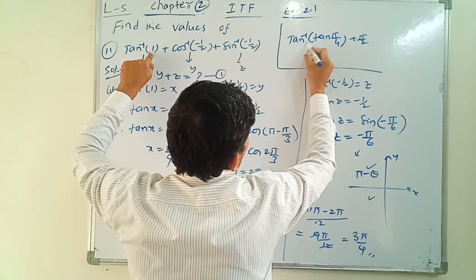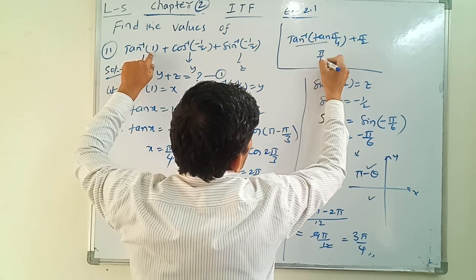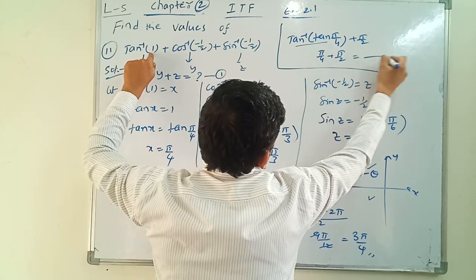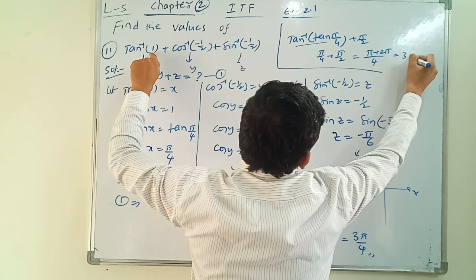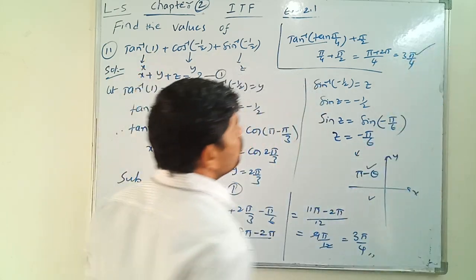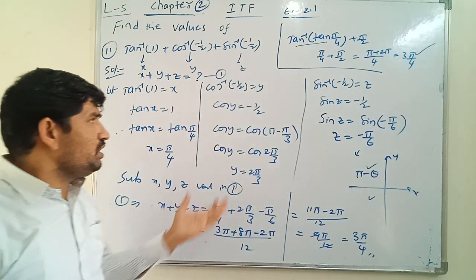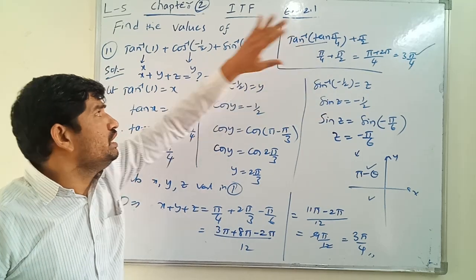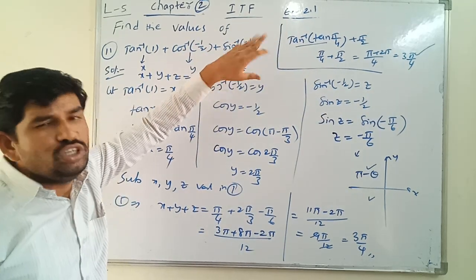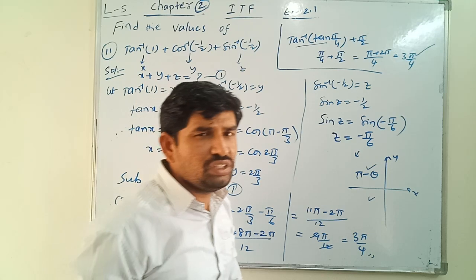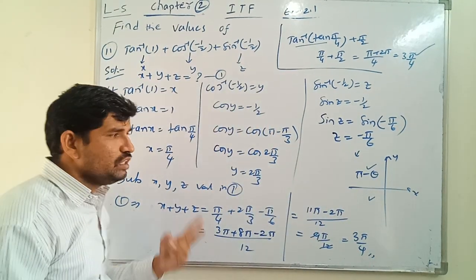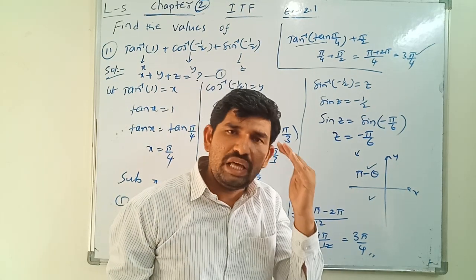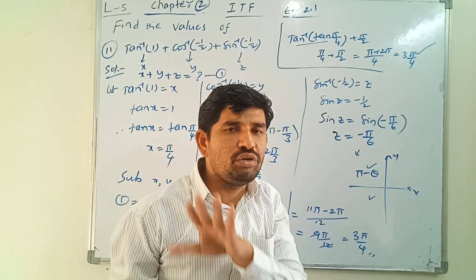Tan inverse of tan, again there is one more property. We can write pi by 4 plus pi by 2. By taking the LCM 4, pi plus 2 pi. Yes, finally we got 3 pi by 4. Only two steps are left. We are going to continue by using the properties. You can do it using the properties, or without using the properties also we can do it like this. There are two methods to complete exercise 2.1, so no need to get confused.